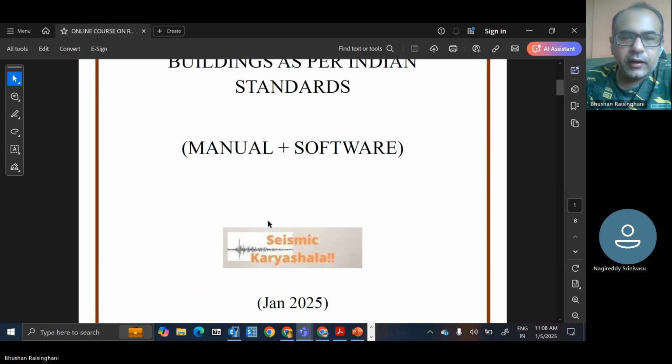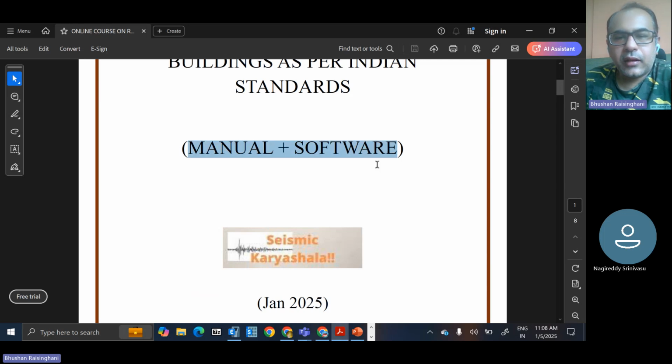And why I have written manual plus software is that first we should do a manual analysis, and manual analysis will help us to gauge the nature of the problem and whether whatever the software is showing is correct or not. We will not be able to know until we have evaluated some problems by ourselves, like how much moment is coming, how much shear force is coming, what end restraint is provided, what effect will it have, and what are the methods to solve it, and what are the methods to check the software results.